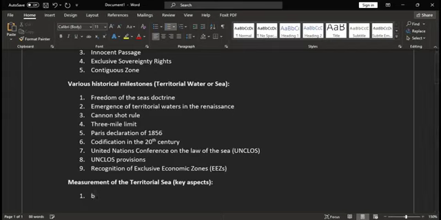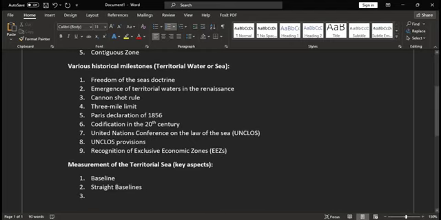First one talks about the baseline. Second, the straight baseline. The third is the normal baseline and the straight baseline combined.